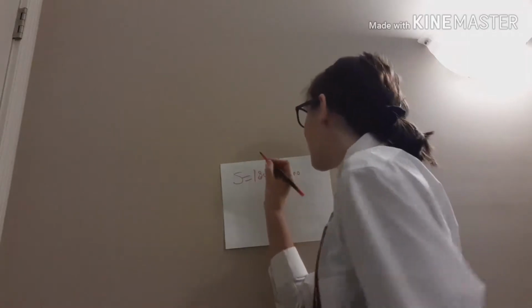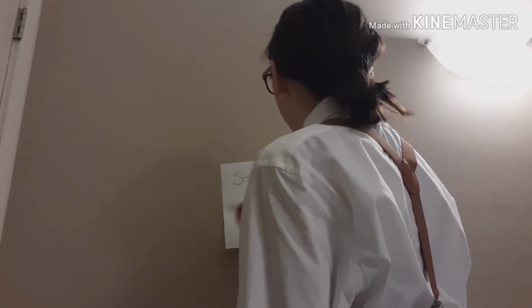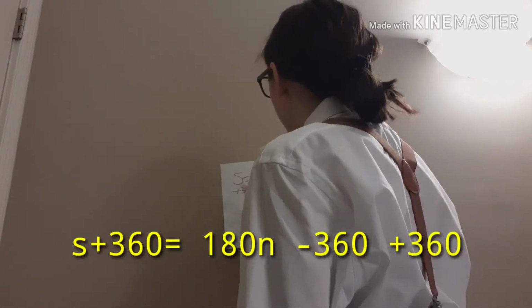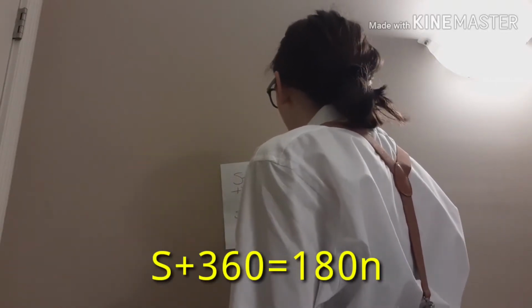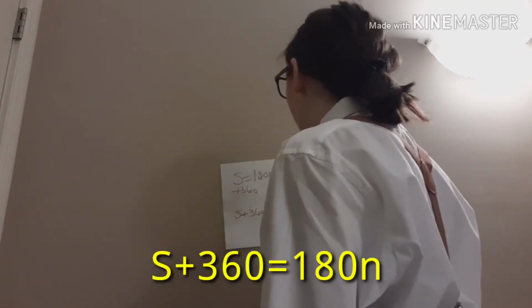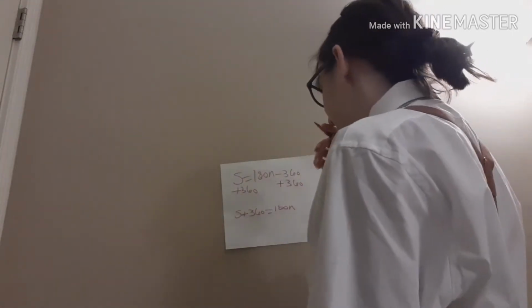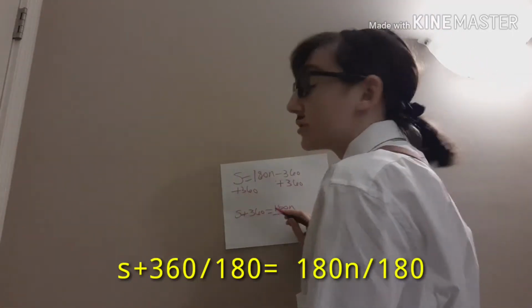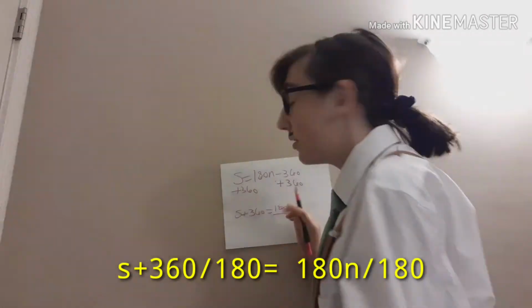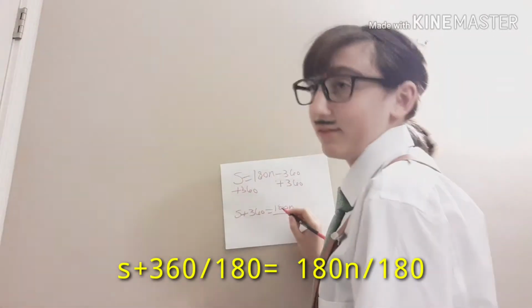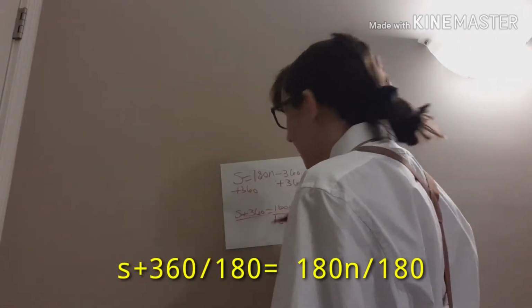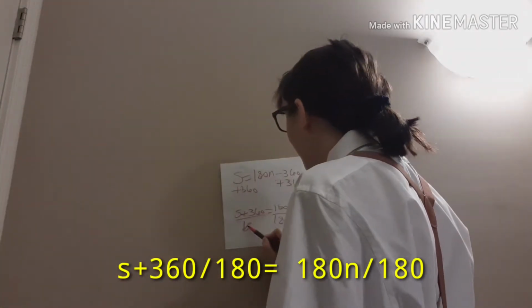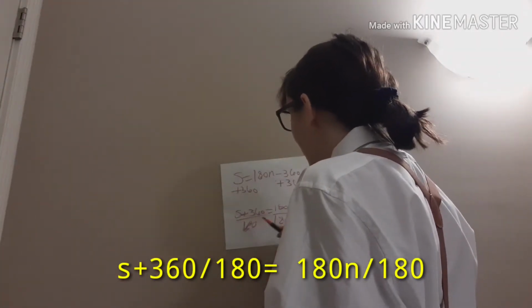First, we're going to add 360 on both sides in order for that to cancel each other out. And so we have s plus 360 is equivalent to 180n. Then we want to divide in order to get n alone, because we're solving for n. We put 180 down below in order to symbolize that we are dividing, and we do the same to this side.